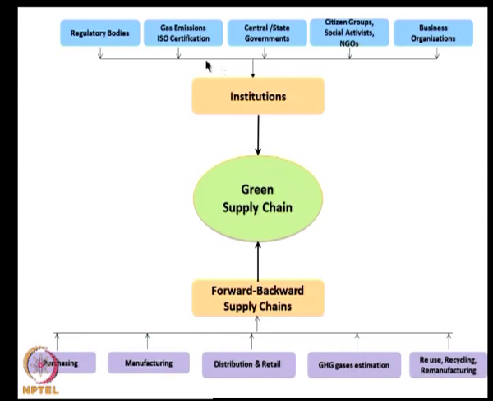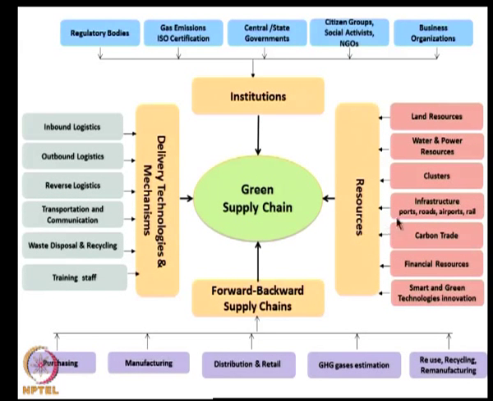And the institutions play a fundamental role. They are regulatory bodies which regulate, it can be carbon credits or it can be GHG gas limits, whatever, and the gas emissions and ISO certification, and central and state governments, and citizen groups, social activists, and NGOs, and business organizations. So these are basically the institutions whose support is needed for the green supply chain management. So basically it's important that we consider the institutions and their role in the green supply chain.